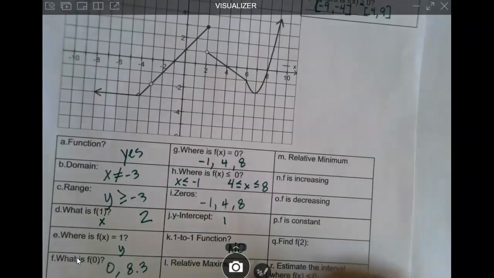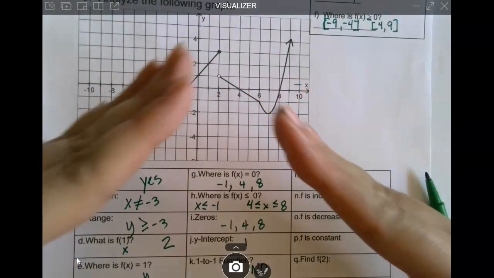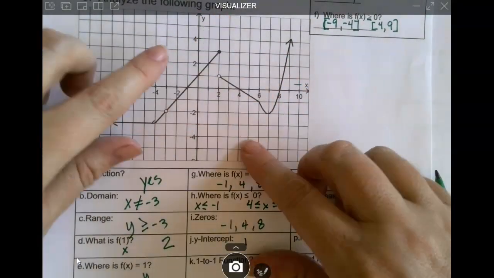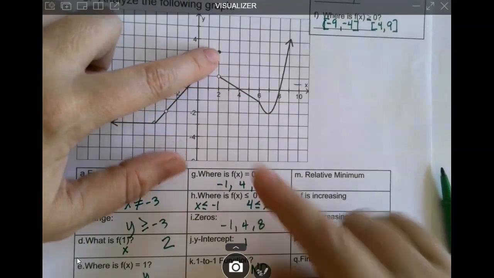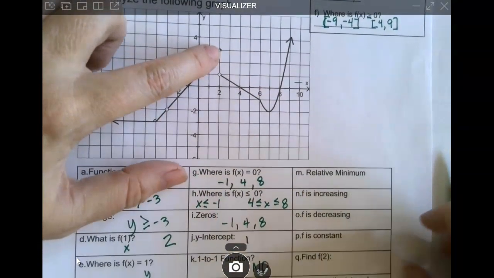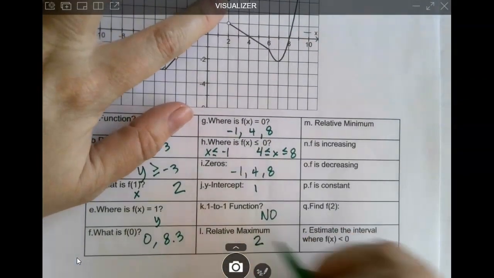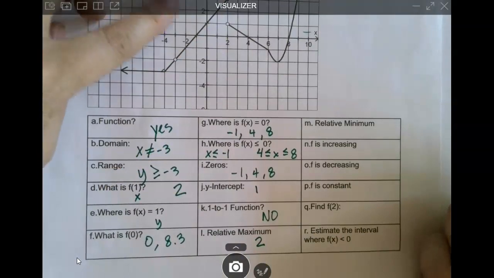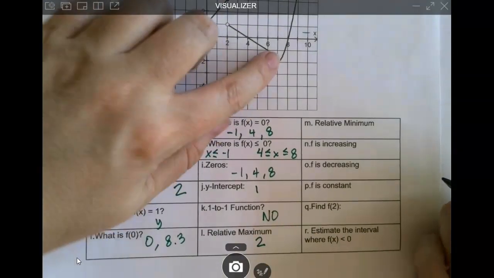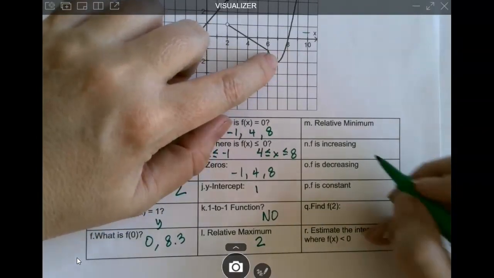Relative max. If it's increasing on both sides, leaning toward a top, then it's a relative max. So this right here would be our relative max. Because it's increasing on this side, decreasing on this side. So this is our relative max at 2. Relative min, well, this is constant, so that's not a min, but right here is a min because it's decreasing and increasing, so that's at 7.